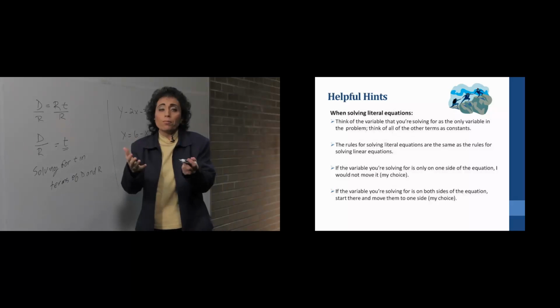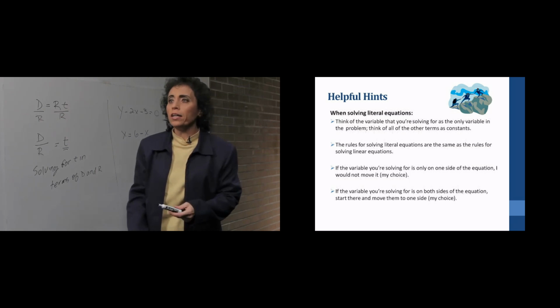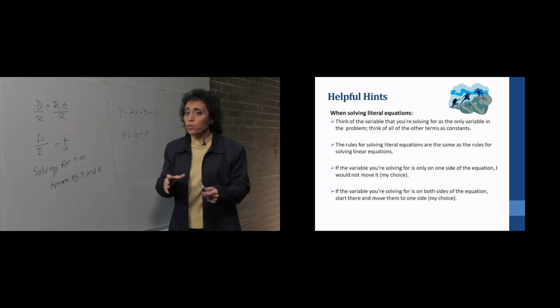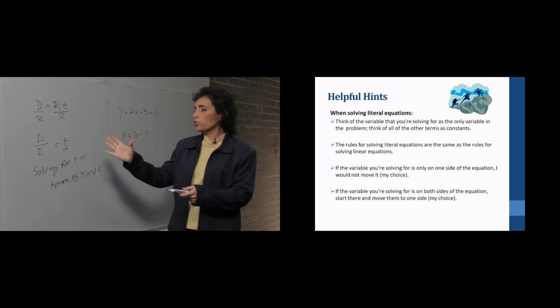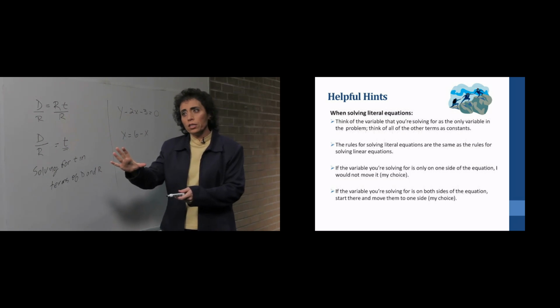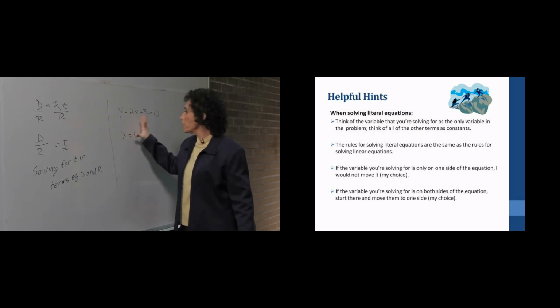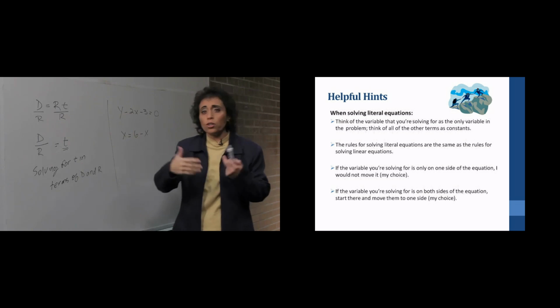Now, we have some helpful hints for you that are in your workbook and also on the slide. You have to think of the variable you're solving for as the only variable in the problem. Think of everything else as a constant. Always try to get the variable you're solving for on one side by itself. And if the variable is on both sides of the equation, we're going to start by using that variable first. That's my decision. I mean, you can do it other ways.